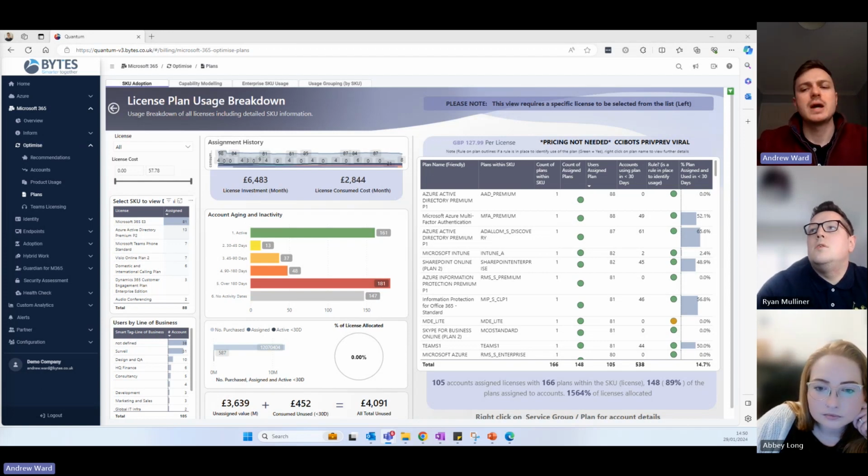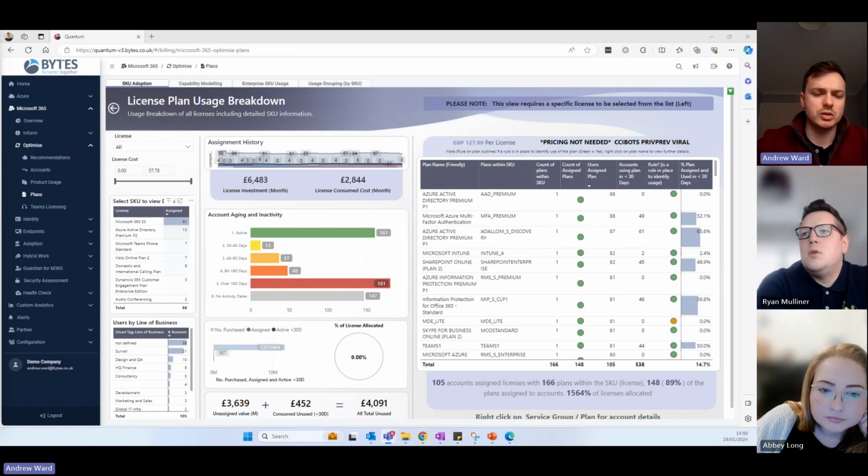Quantum 365 gives our customers the ability to understand the licensing currently sitting within their organization. It helps them understand which users are allocated which licenses, and how they are utilizing the licenses, as we'll go into in a second. But also other pieces around how you can optimize your 365 licensing estate. It identifies opportunities around where you might be able to move users into different license groups. For example, you might be able to move users into shared mailboxes, depending on their current usage.